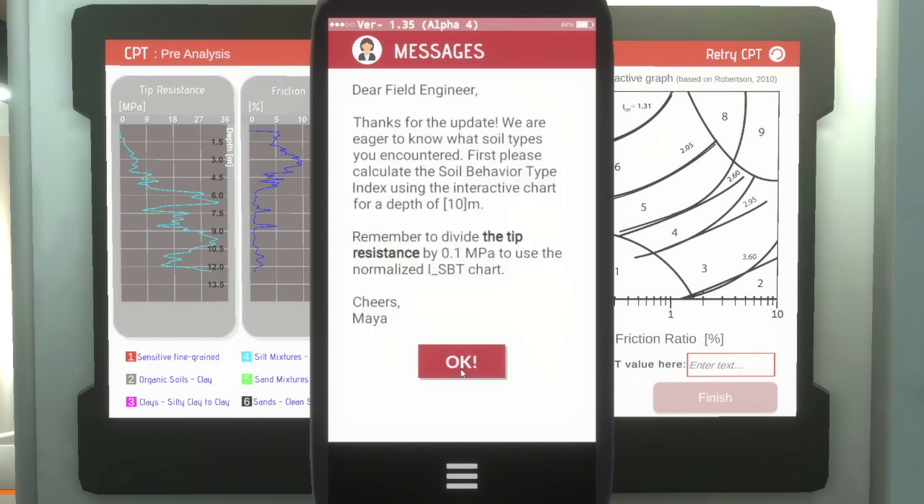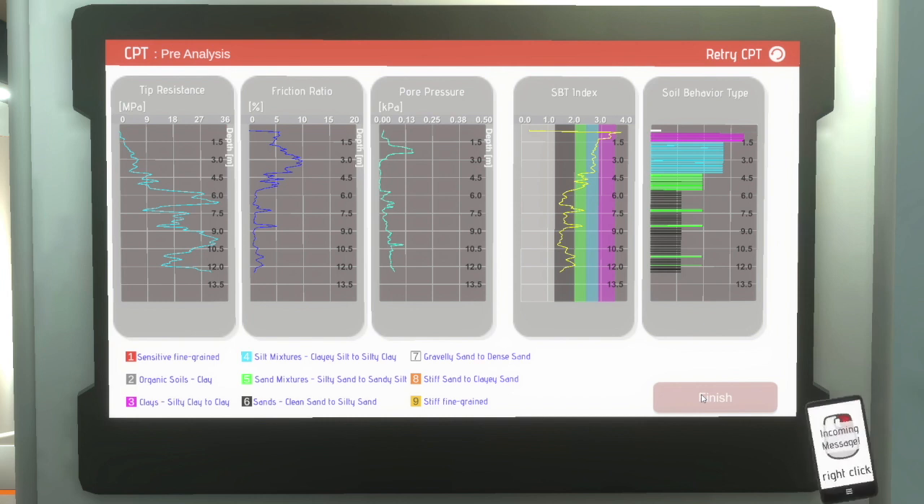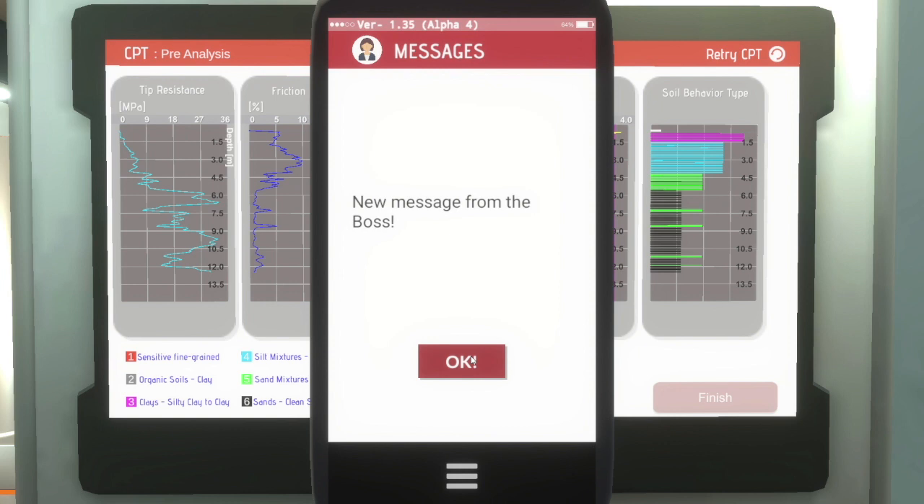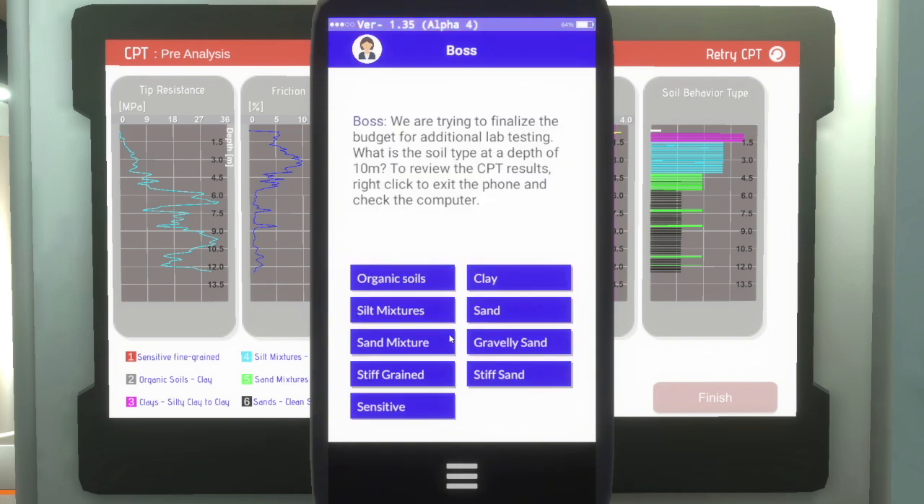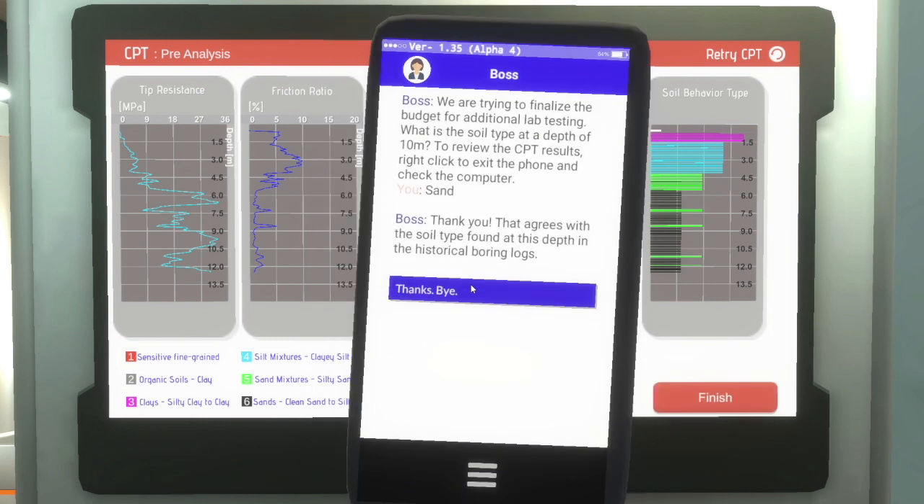GeoExplorer also allows students to develop their understanding of important soil characteristics. Through gamification, students interact with varying cone resistance and friction ratio values to see how these variations affect the soil behavior type. Using Robertson's updated 2010 correlations for CPT data, students can see that, in general, soils with low tip resistance and high friction ratio behave like clayey soil, whereas soils with high tip resistance and low friction ratio behave like sandy soil. This allows students to develop the building blocks for a soil behavior type profile themselves.